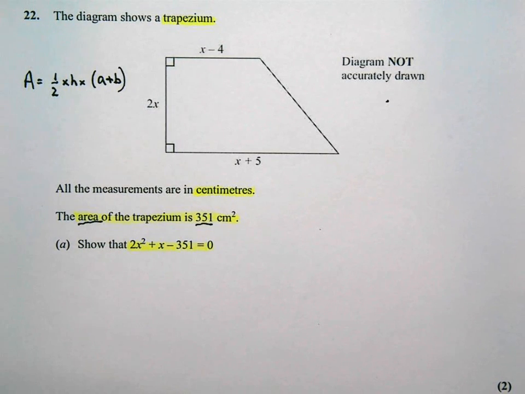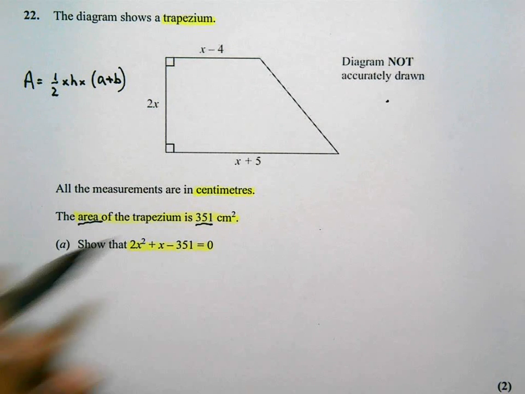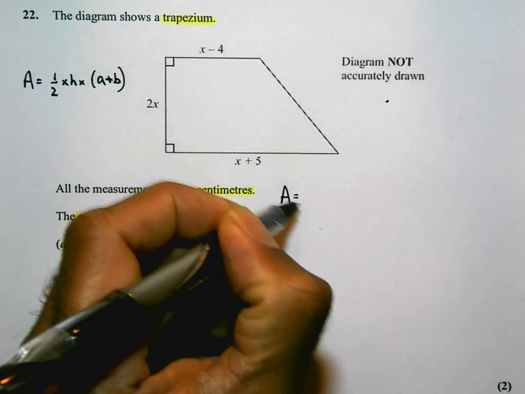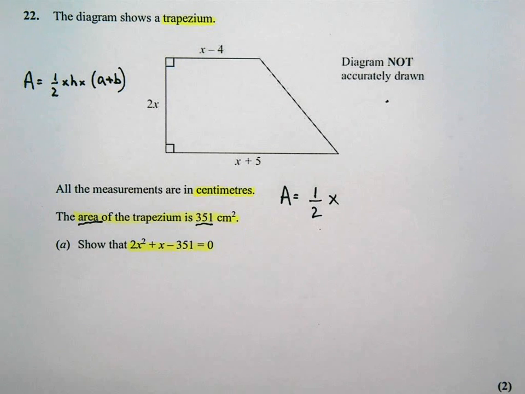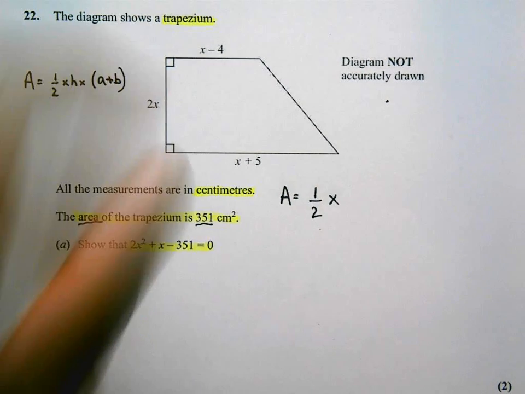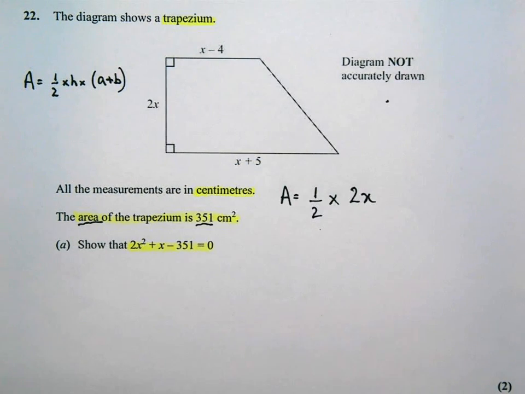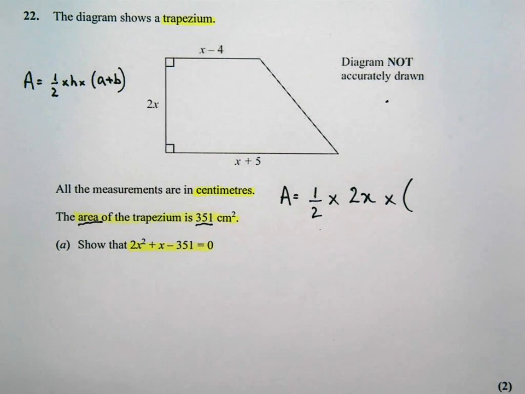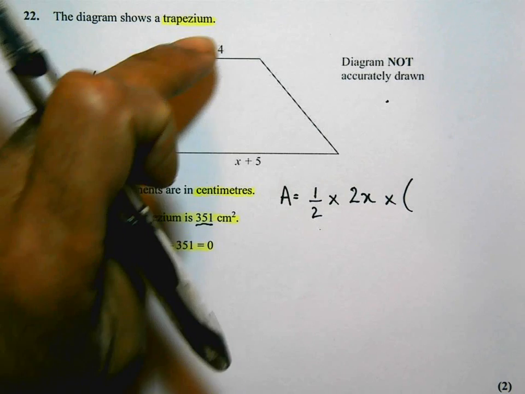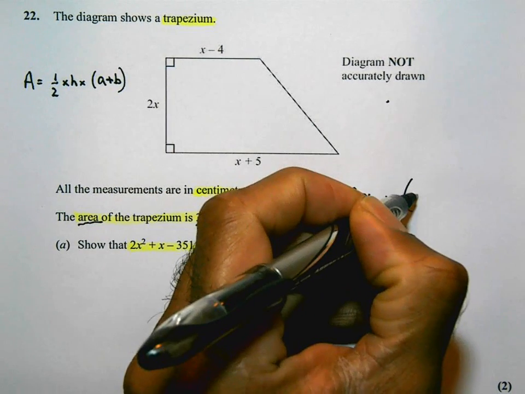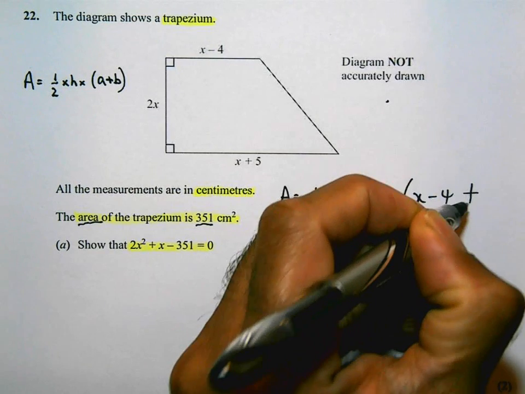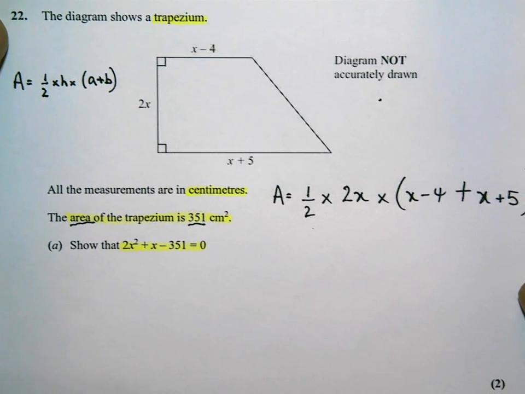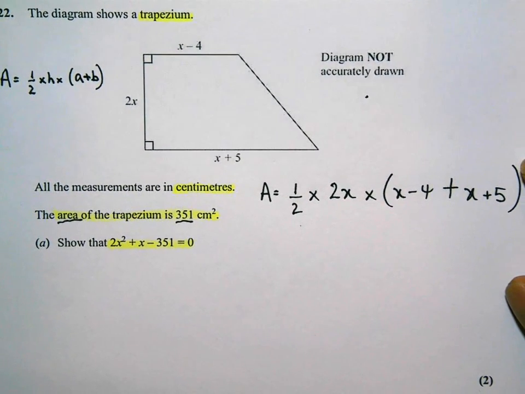So if we just go ahead with this, I'm going to actually do it on this side and below. So the area is equal to a half times, and the height of this trapezium is 2x. And I'm going to times that by the sum of those parallel sides, these two sides, x minus 4 and x plus 5. So if I do that, x minus 4 added to x plus 5. Okay, if I could just pull this across. Okay, now I really need to tidy that up.